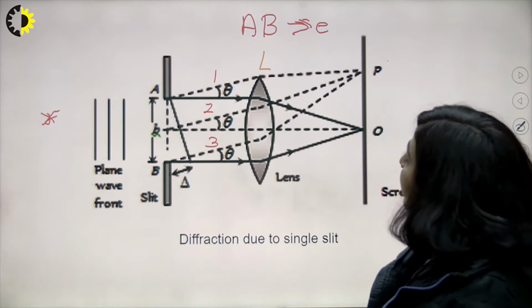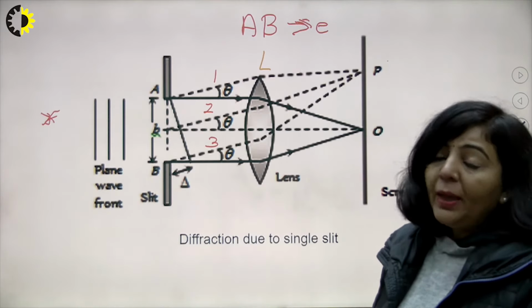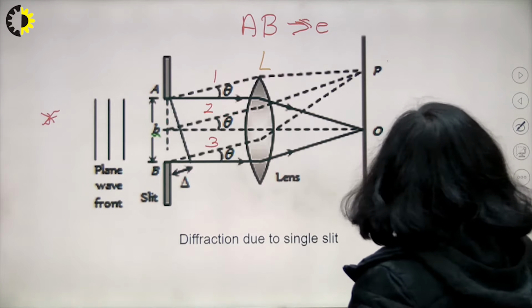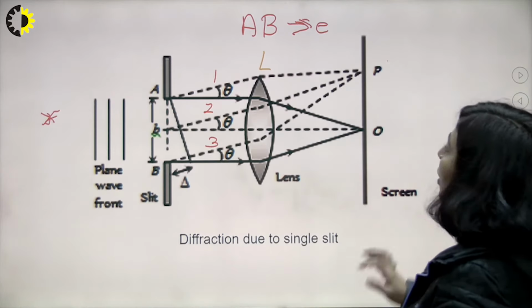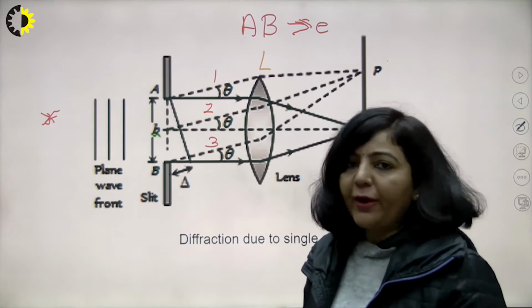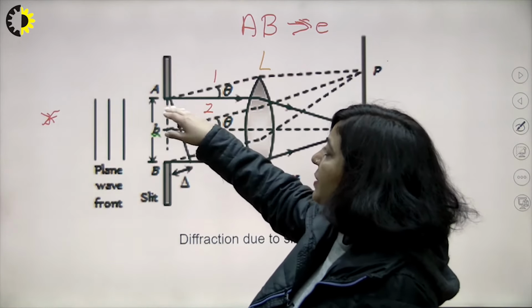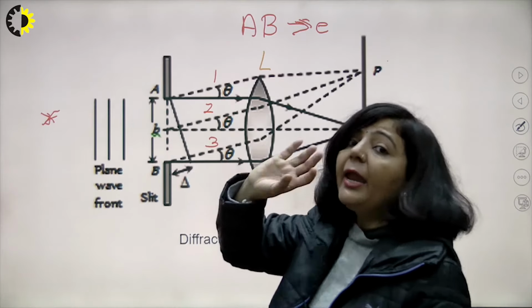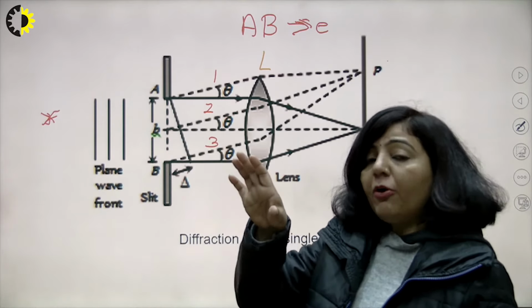That will be decided by the resultant amplitude at P. And if I am saying there are certain light rays which are diffracted through an angle of 0 degree, it means those light rays are passing undiffracted. So when light is incident over the slit, you can have n light rays for which the angle of diffraction is 0.